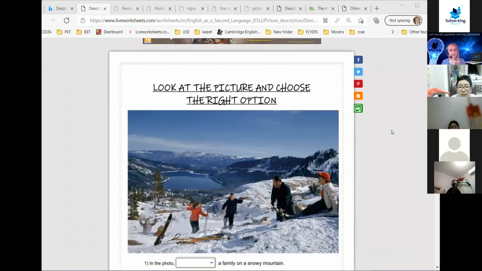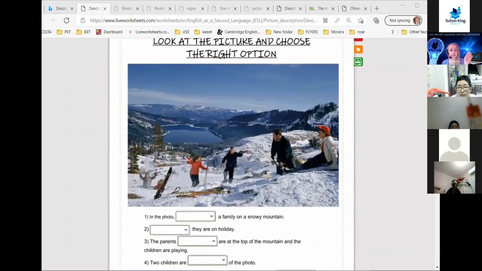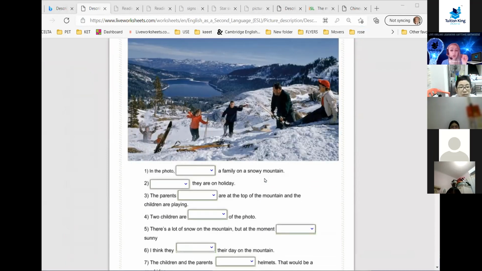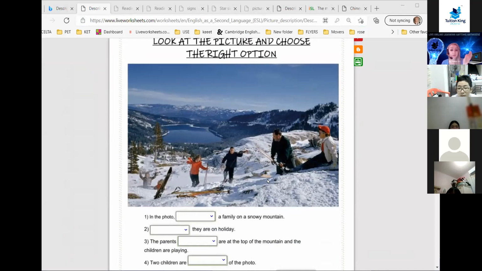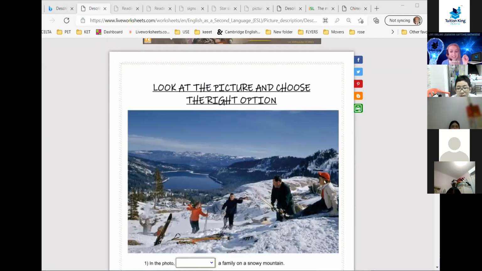And let's look at this one. Look at the picture and choose the right option. So first we have a nice picture. Now don't read the sentences underneath. What I want you to do is look at this photo or picture, however you like to call it. Both are correct. And just try to pick up as many details as you can.